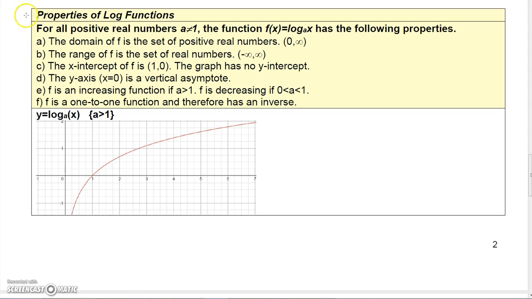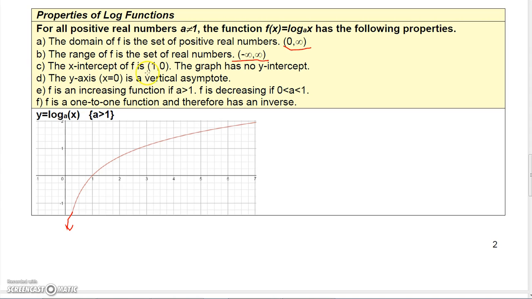Now, the properties of log functions basically say that the domain of your log function is the set of all positive real numbers. Notice that this function never touches the y-axis. It gets close, but it never touches. So the domain is all positive real numbers, everything to the right of the y-axis. The range, of course, the y value can be anything. So the y value is all real numbers.